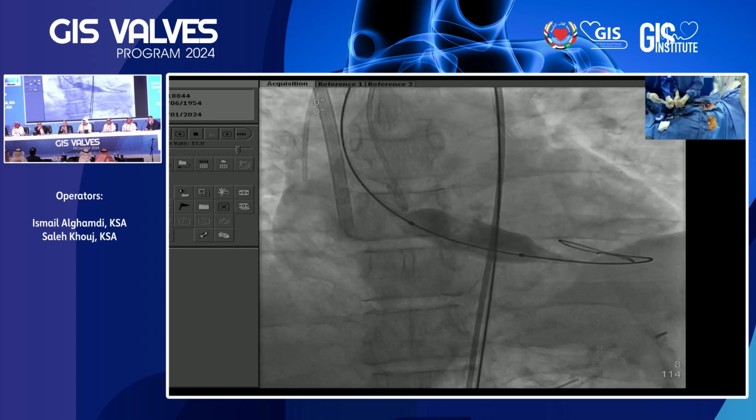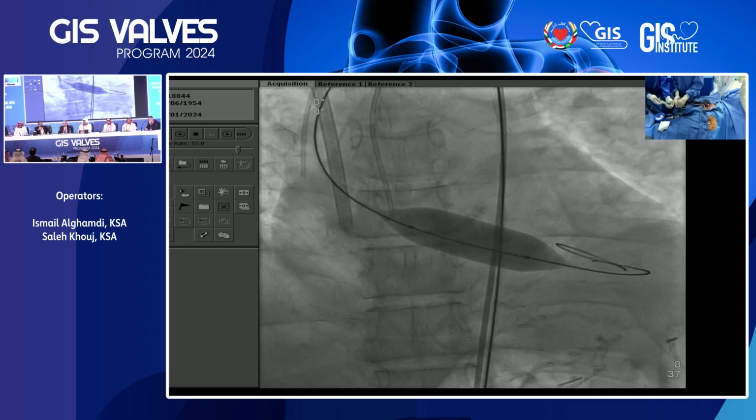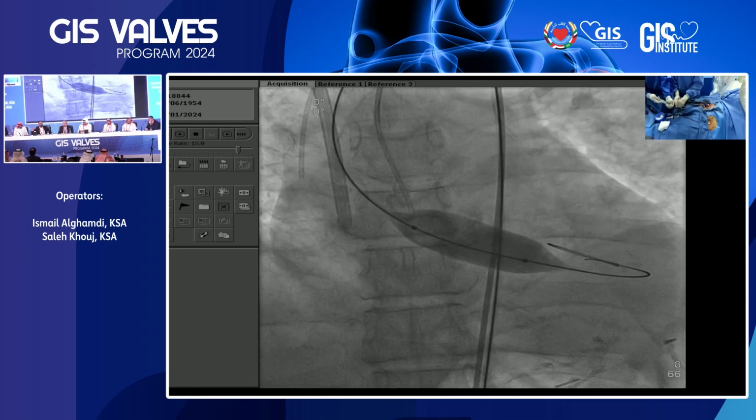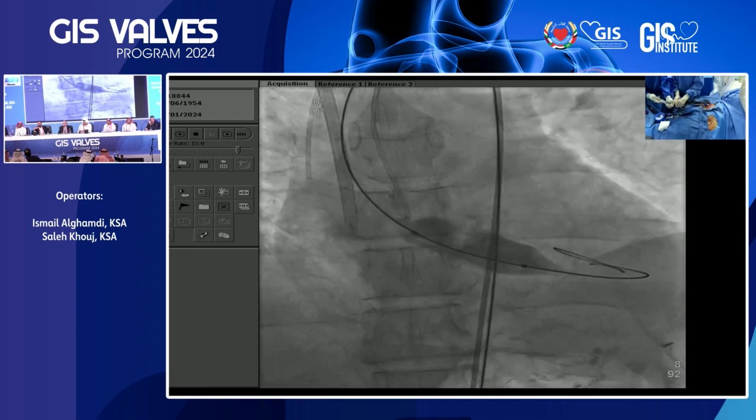So there is no distinct... Do you see the front of the angio? It's a small balloon. 20 millimeter balloon, this is a small one. Yeah.